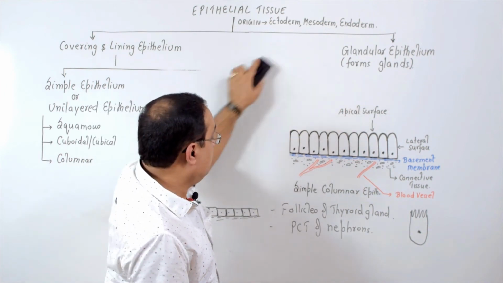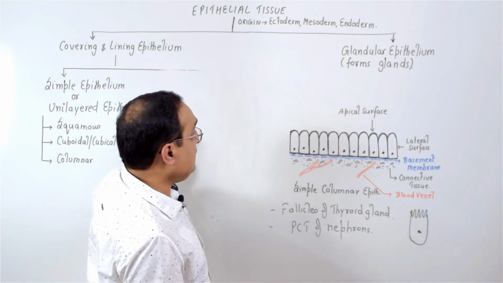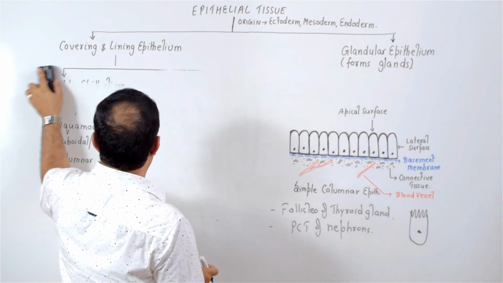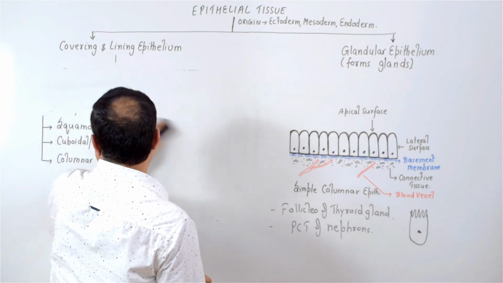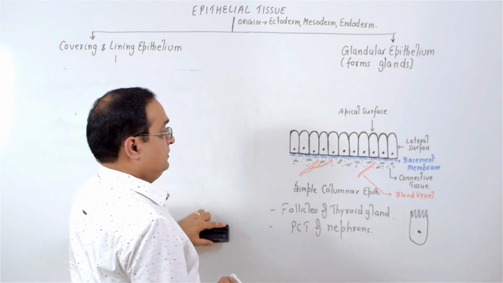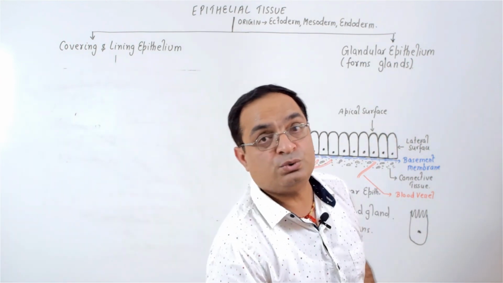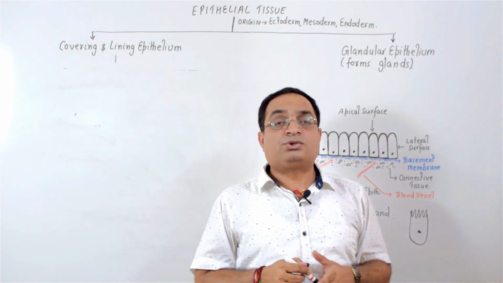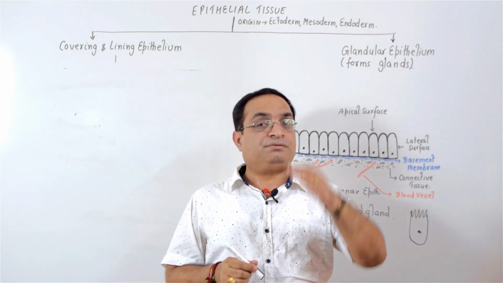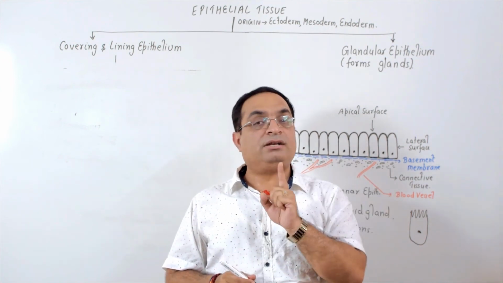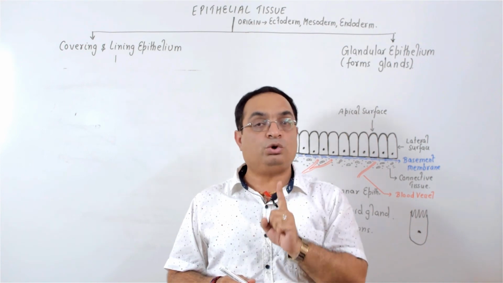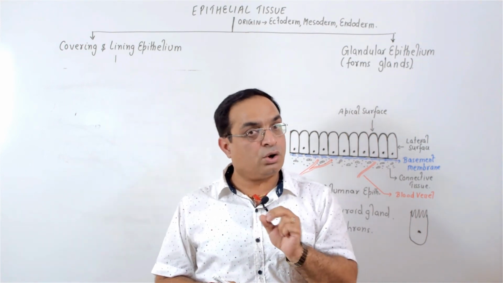Let's discuss stratified epithelium. When we say stratified, that means the cells are multi-layered. Multi-layered cells, they are more suitable for what? They are more suitable for protection. Stratified epithelium is further of different types: stratified squamous, stratified cuboidal and stratified columnar.